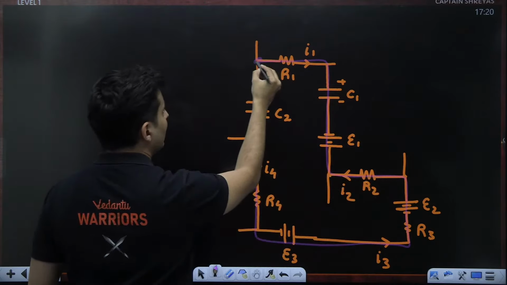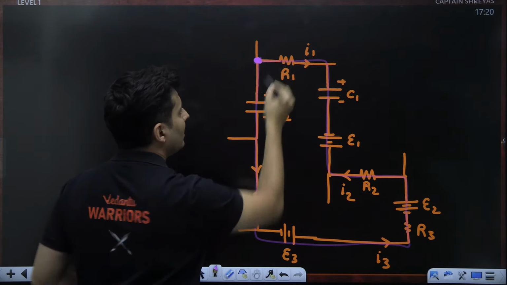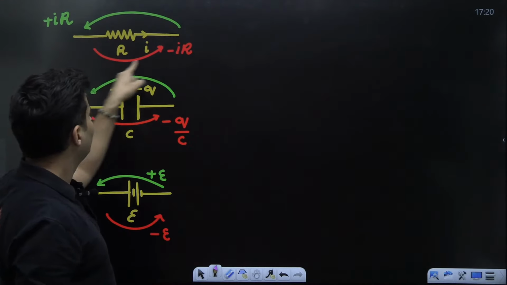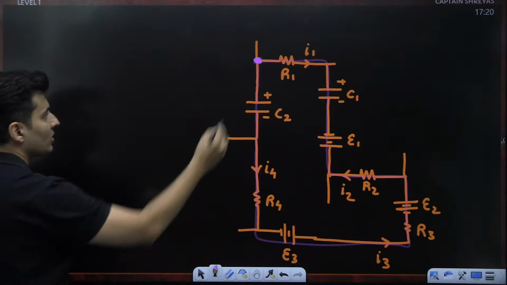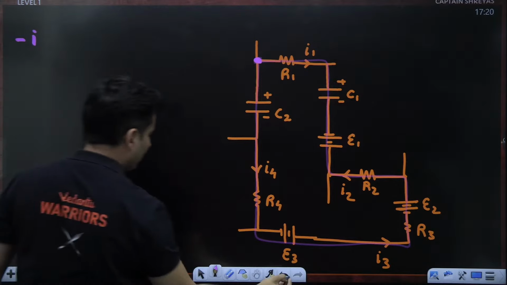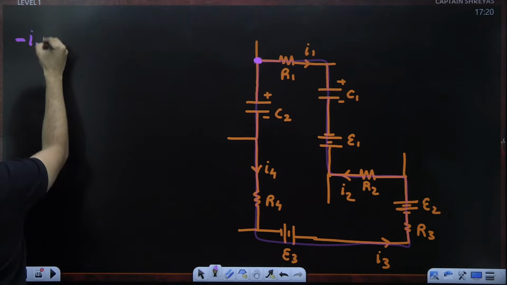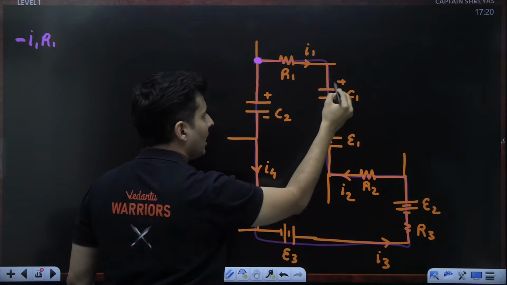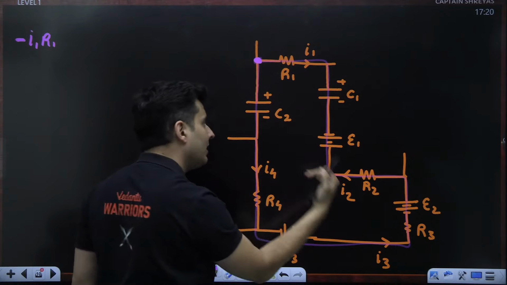Let's start. Starting from here. Here I'm encountering a resistor. If I go in the direction of the current, what happens? I am going to go from high voltage to low voltage. So it is negative IR. So the first thing that I will get is basically negative IR. As simple as that. Then I'm going through a capacitor. I'm going from the positive side to the negative side. That means high to low. That means again there is a drop.